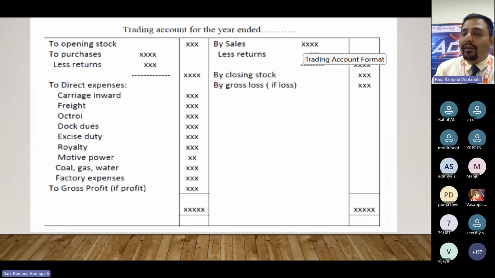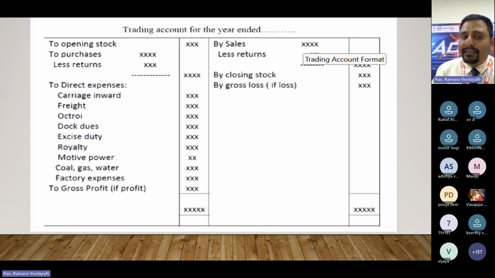In the trading account, I told you the credit side. What will be the credit? Sales and closing stock. Gross loss and gross profit are the closing figures. Here the debit side is important: opening stock, purchases, and direct expenses. And what are the direct expenses? Factory expenses, expenses incurred in the factory. Those are known as the direct expenses.